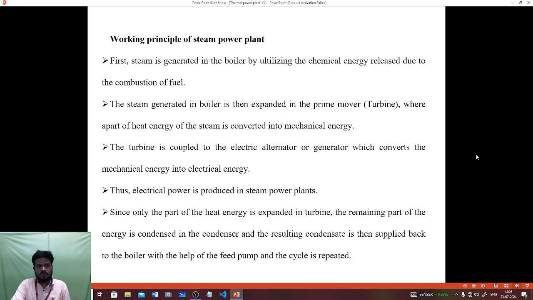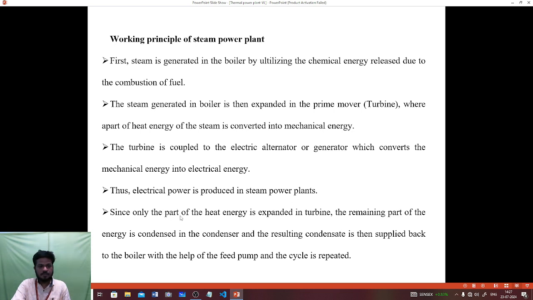Now we are going to see the working principle of a steam power plant. First, the steam is generated in the boiler by utilizing the chemical energy released due to the combustion of fuel. Next, the steam generated in the boiler is expanded in the prime mover, also called a turbine, where a part of the heat energy of the steam is converted into mechanical energy. Then the turbine is coupled to an electric alternator, also called a generator, which converts the mechanical energy into electrical energy. This electrical power is produced in the steam power plant.